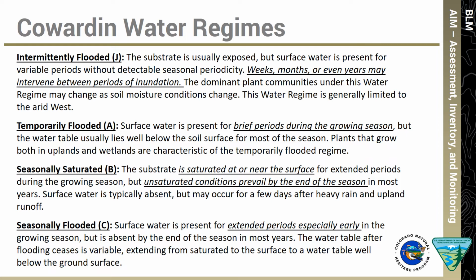The driest water regime is J, or intermittently flooded. For these wetlands, the substrate is usually exposed, but surface water is present for variable periods without detectable seasonal periodicity. Weeks, months, or even years may intervene between periods of inundation. The dominant plant communities under this water regime may change as soil moisture conditions change. This water regime is generally limited to the arid west.